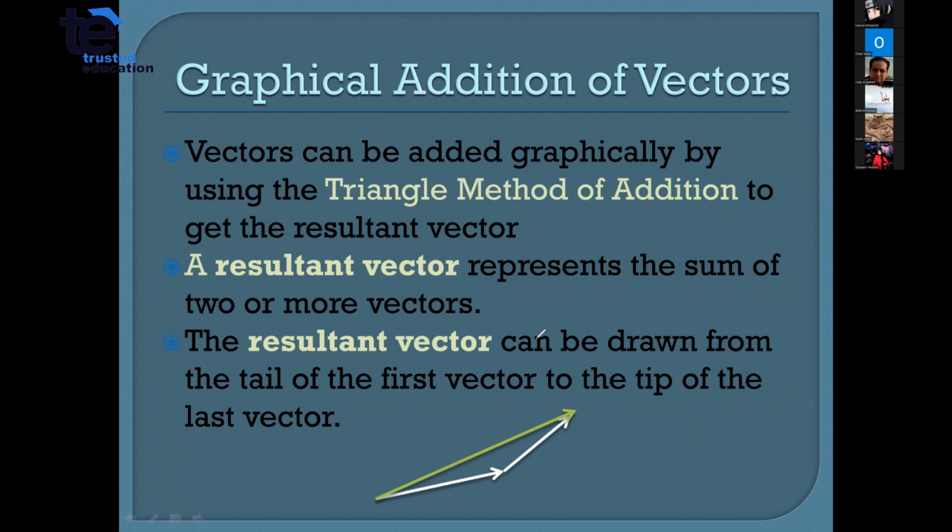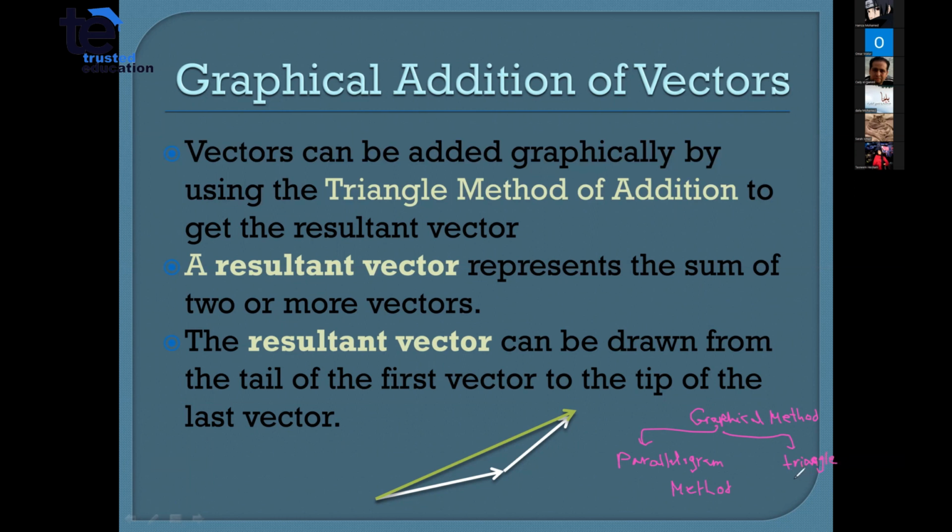At that time, we need to use the graphical method. What is the graphical method? The graphical method actually has 2 cases. I need to draw these 2 vectors using a scale and add them by using that scale. So the graphical method could be any of 2: the parallelogram method, and the other method is the triangle method. What is the difference? We'll come to know now.